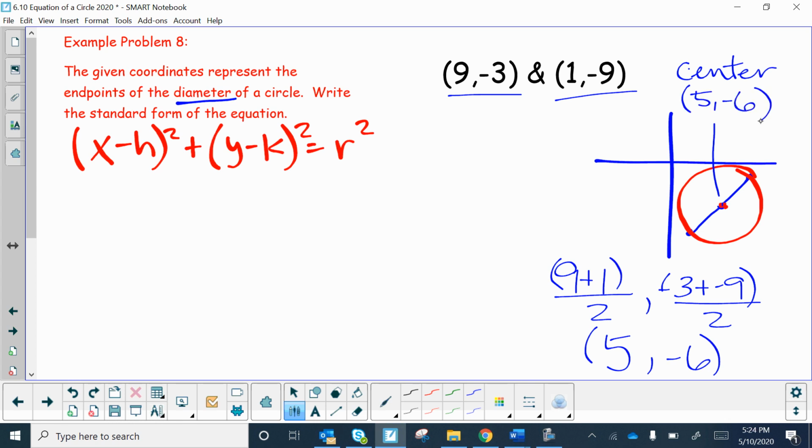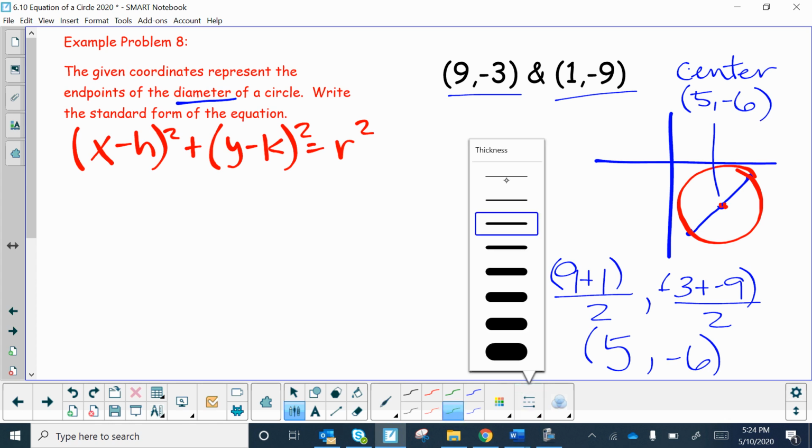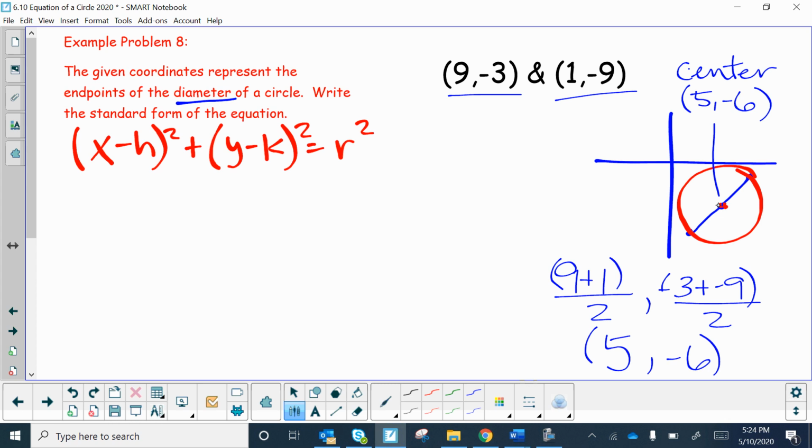Okay, so I'm almost there. Now I just need to find the radius, okay? And the radius can be a little tough. So you can use the distance formula to find the radius, because I have to find the length. Or you can use the Pythagorean theorem. So I'm going to show you how to use the Pythagorean theorem because I think that one's a little bit easier. So if this is at 5, negative 6, you want to kind of make a little right triangle here, okay?